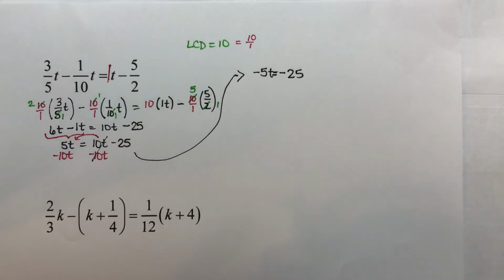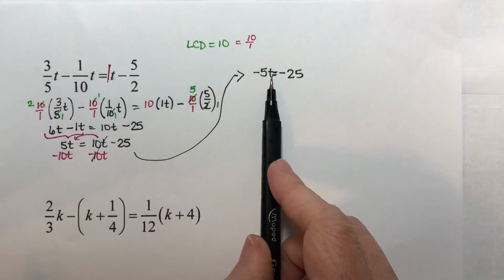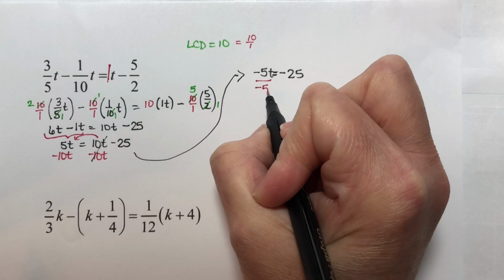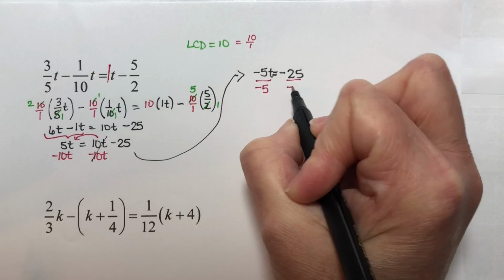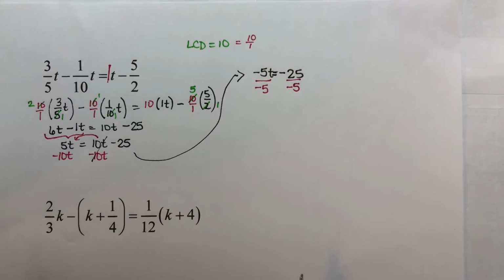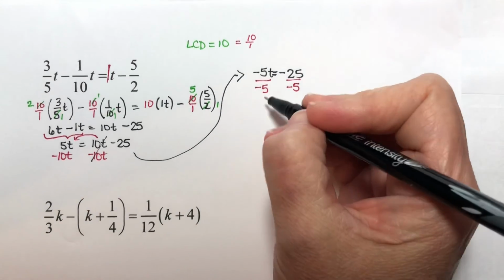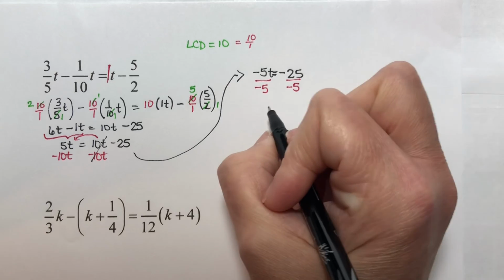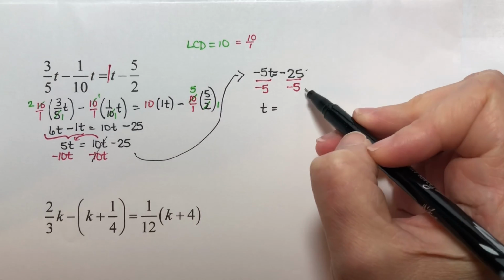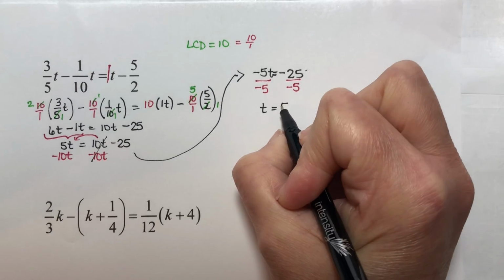Now, that's a multiplier. I need to get it away. So I divide both sides by a negative 5. Remember, when you're trying to undo a multiplication, we're actually trying to create a positive 1. So we match the signs. Negative 5t divided by negative 5 is positive 1t, or just t. Negative 25 divided by negative 5 is a positive 5.